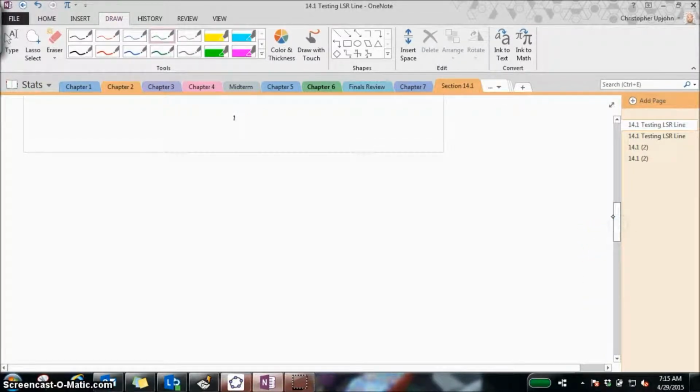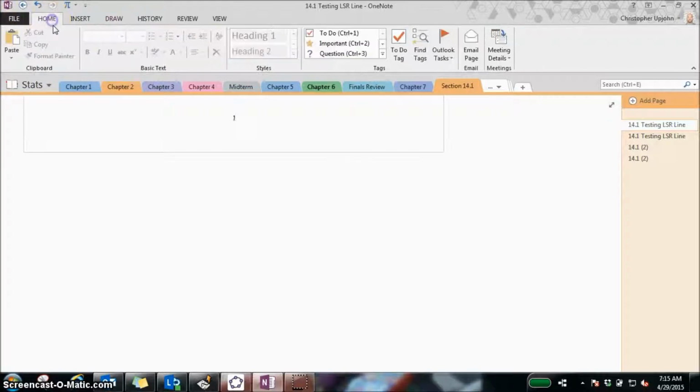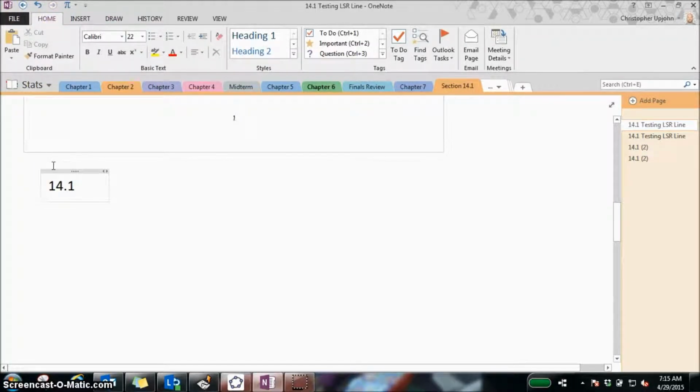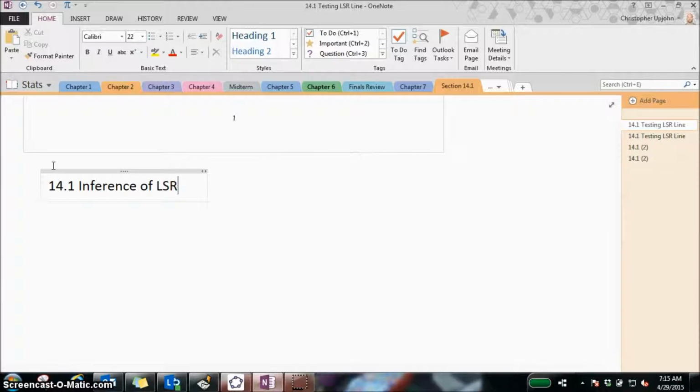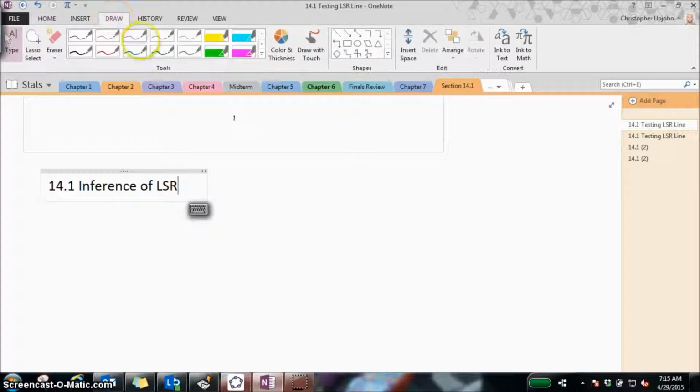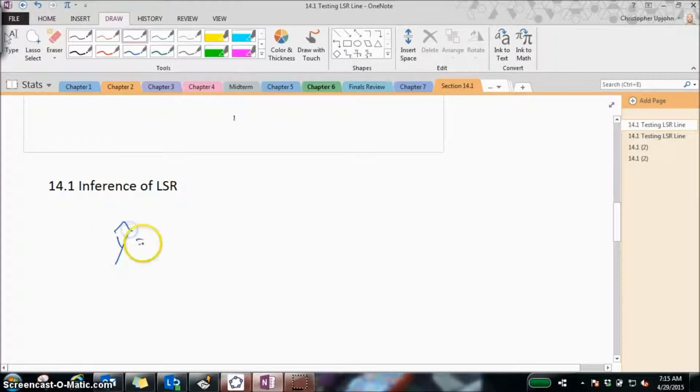Now, if we're moving on to our new stuff, we have section 14.1. Last section we're going to do, and that's it. Is inference or statistical testing of our least squares regression line to see if there actually is a correlation. So using the data that we had. So again, remember our equation is y hat. Instead of m and b, we use b1 and x and b naught. b1 and b naught are statistics that come from sample, from our data.